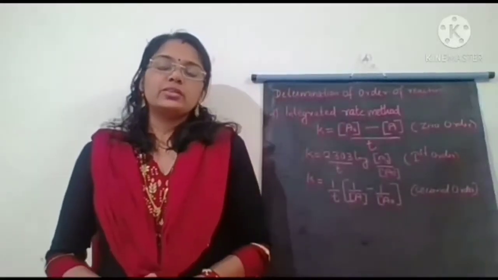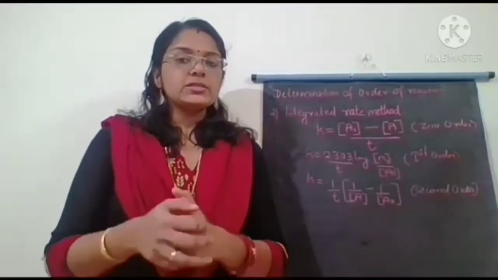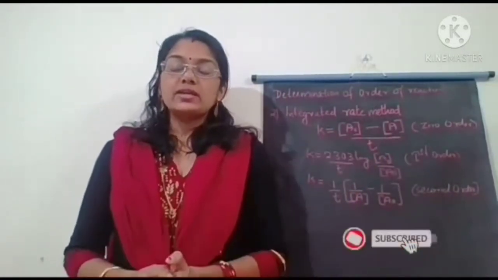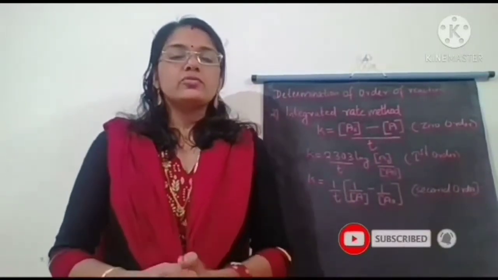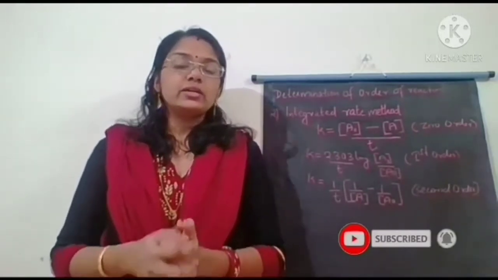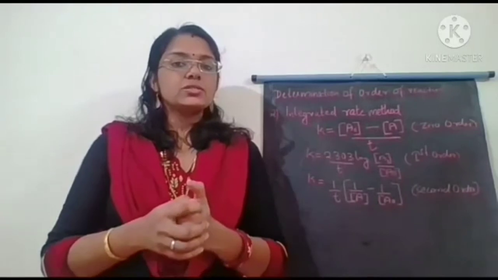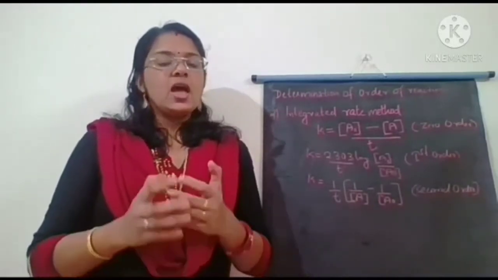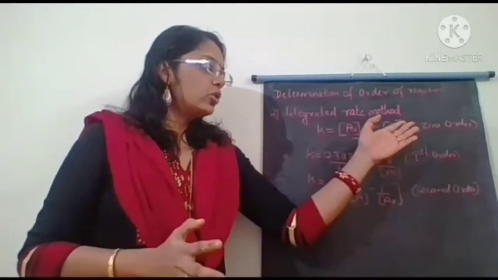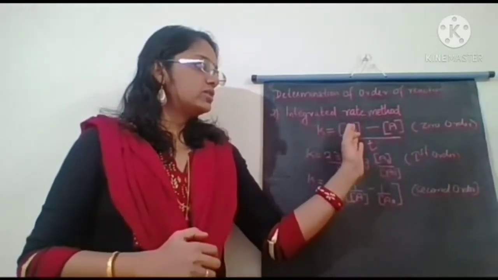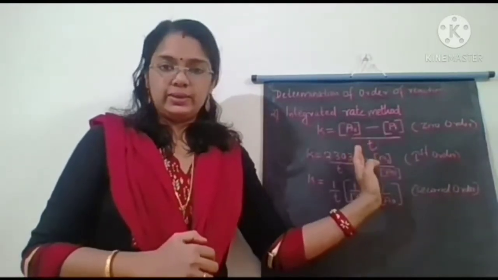So coming to the second method to determine the order of the reactions, that is the integrated rate equation method. Actually, this is a trial and error method. We have already discussed the integrated rate equations for zero order, first order and second order reactions. For a zero order reaction, the rate equation is K is equal to concentration of A0 minus A divided by T.